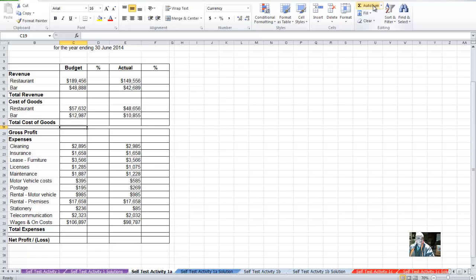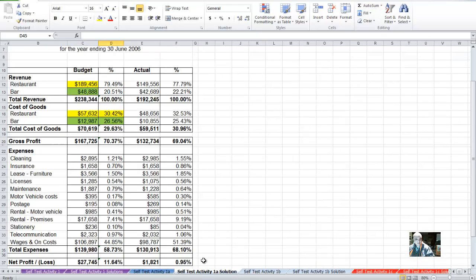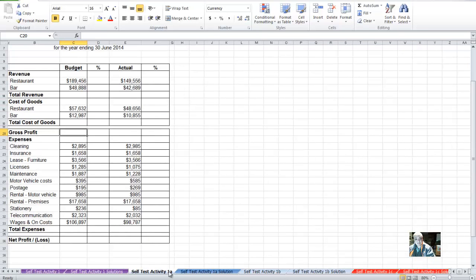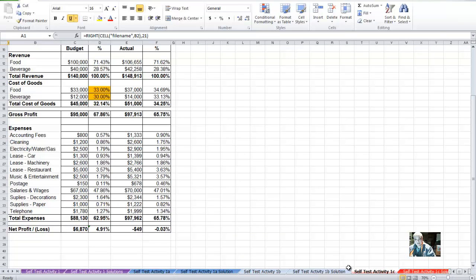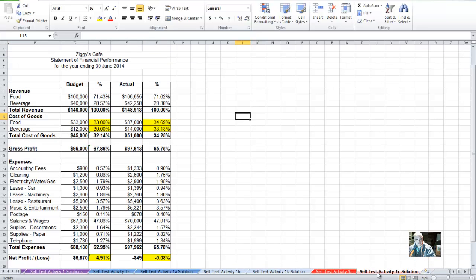What's the formula for gross profit? If you don't know and you've lost track, go to your solutions and say, okay, C20, what is that formula? Excel will tell you it's C14 minus C18. So the answers are there to show you what the formula is in case you've forgotten. These are really good self-activities. By the time you've got to 1C, you should be able to not have to look at the solutions. It should be pretty straightforward.